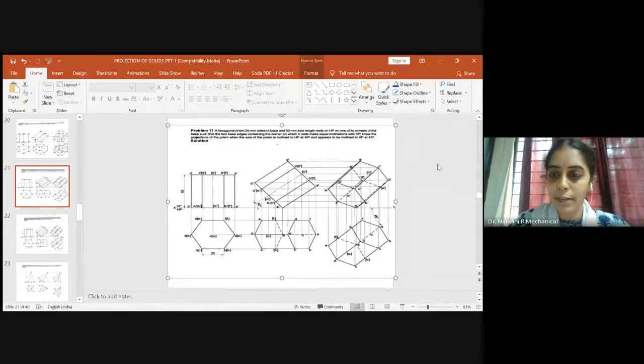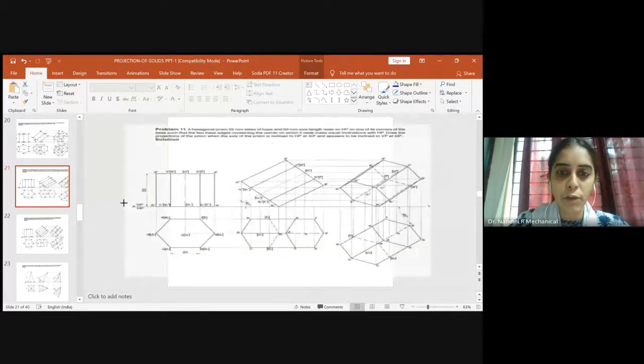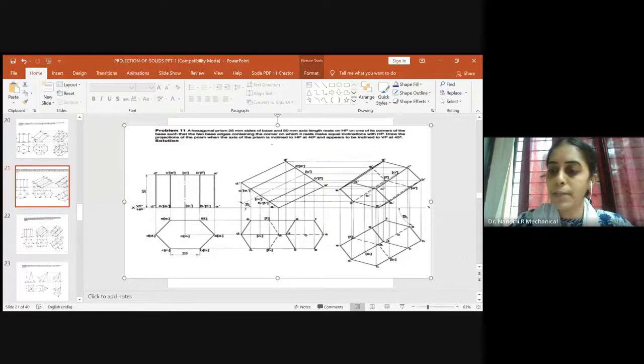What today we are dealing with is a hexagonal prism which is resting on one of its corners. Please go through the question. I repeat, it is a hexagonal prism of 25 mm side. If you have a look, this is a hexagonal prism. Now we will be studying how it looks when it is resting on one of its corners.